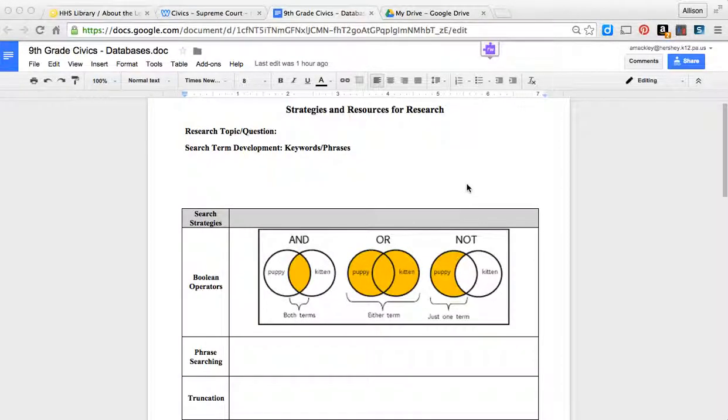Hi, this is Mrs. Mackley, and this is just a short review of the research strategies and resources that you can use for your research for your Civics Supreme Court research paper.